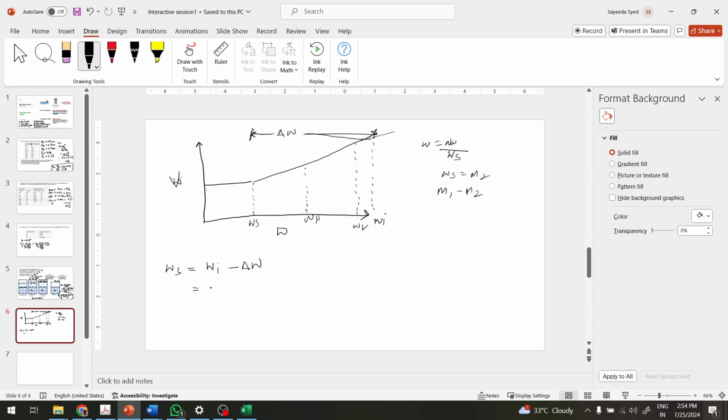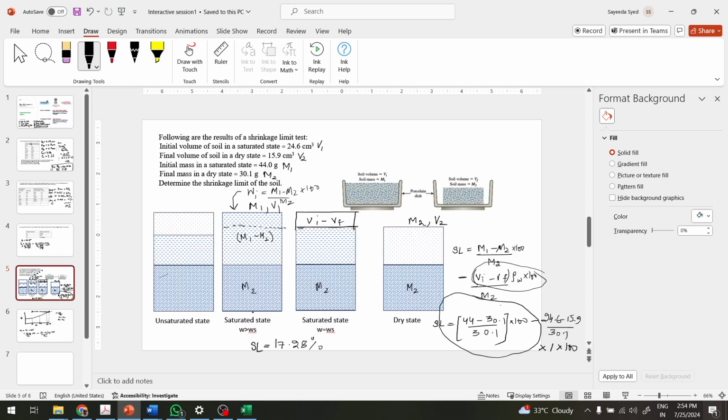Wi is the initial water content, which is M1 minus M2 over M2 into 100, minus the water content that is extra, which is Vi minus Vf into rho W into 100 over M2. And that is what we have calculated here for the shrinkage limit. So that question was for the shrinkage limit. So let me check. Yeah, we have some time left.